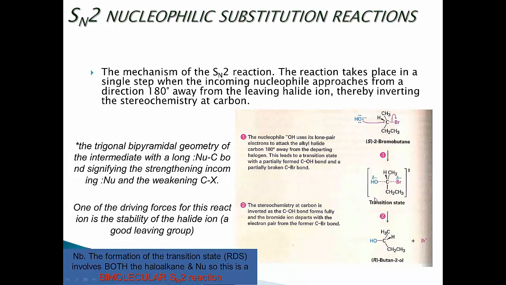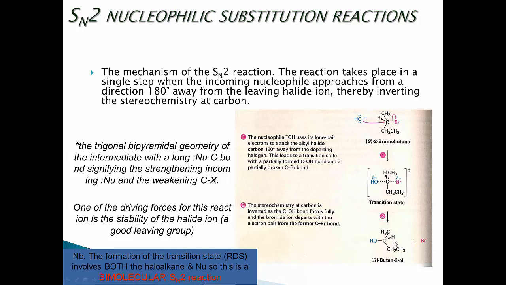So we get what we call a transition state. So we've got a partial bond to the hydroxide and a partial bond to the bromine, and because one's coming in from the back side and pushing it out from the front side, we're going to have an inversion of that stereochemistry. So if you started with an S, you're going to end with an R. If you start with an R, you're going to end with an S.